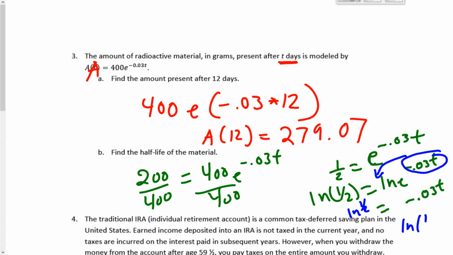And then ln of 1/2 divided by 0.03 equals t. So do this on our calculator. So t is going to equal 23 days.